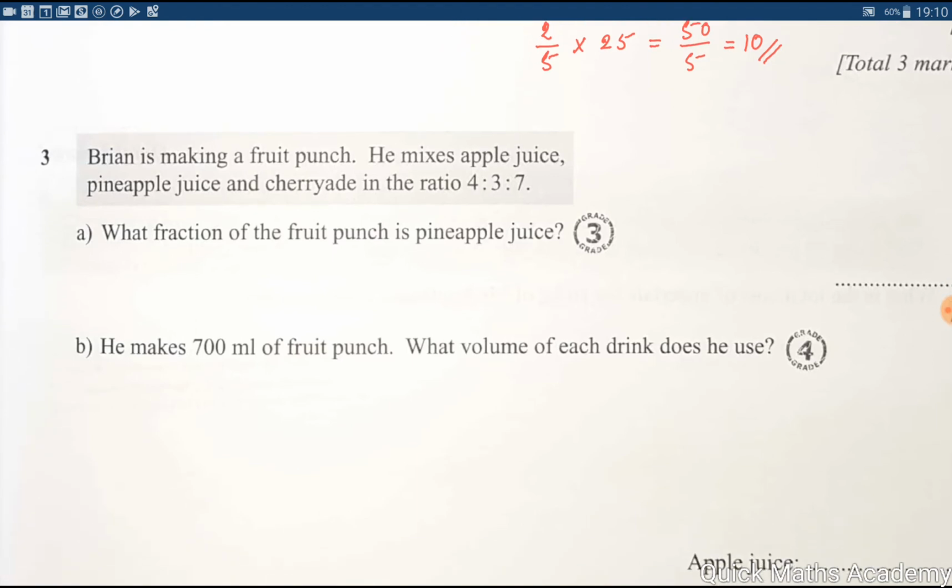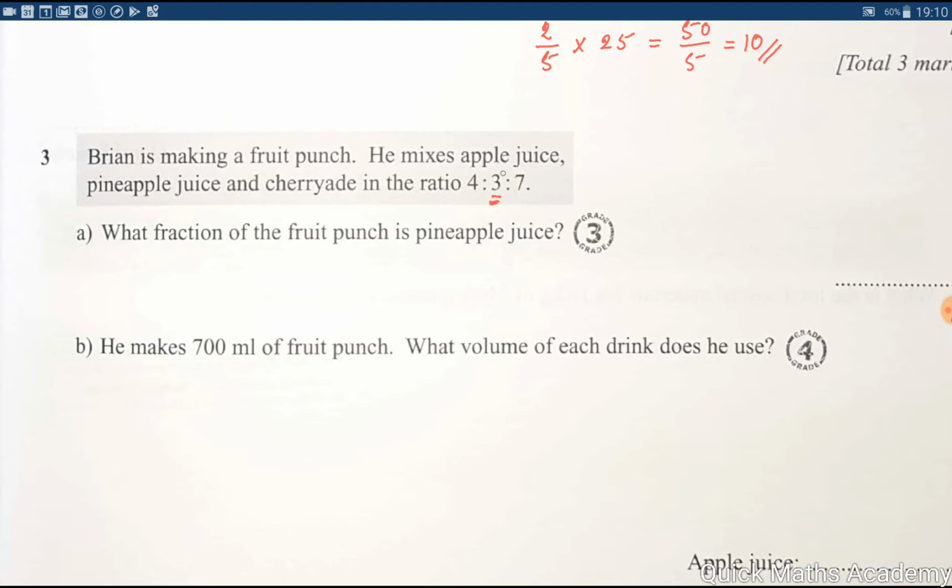Brian is making a fruit punch. He mixes apple juice, pineapple juice, and cherryade in a ratio of 4 to 3 to 7. What fraction of the fruit punch is pineapple juice? Pineapple is the second one, so it is this 3 here. So 3 out of something are pineapple. How many are in total?